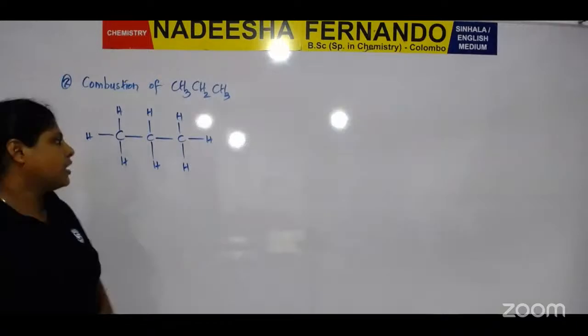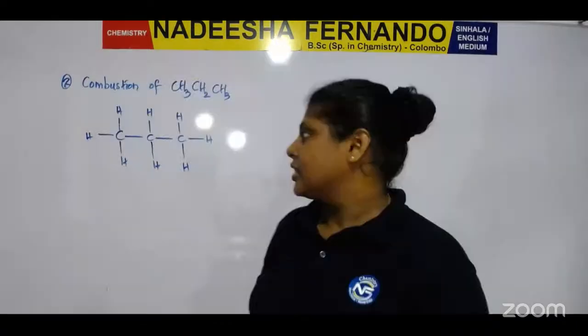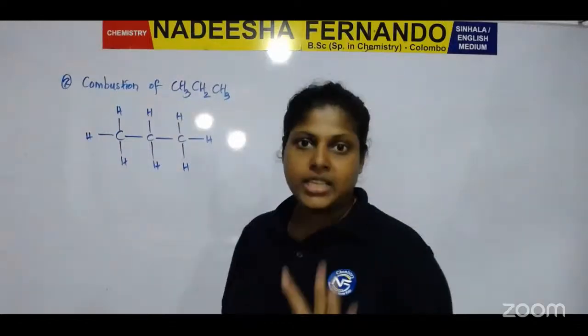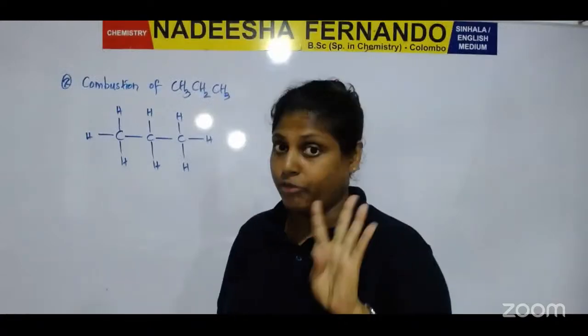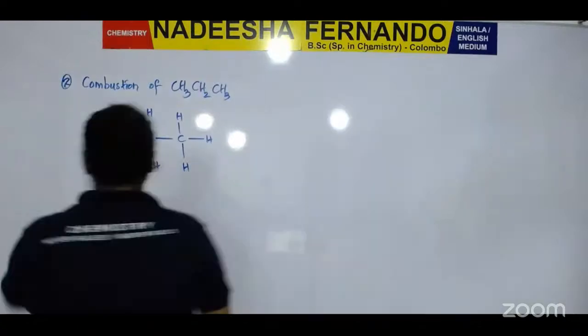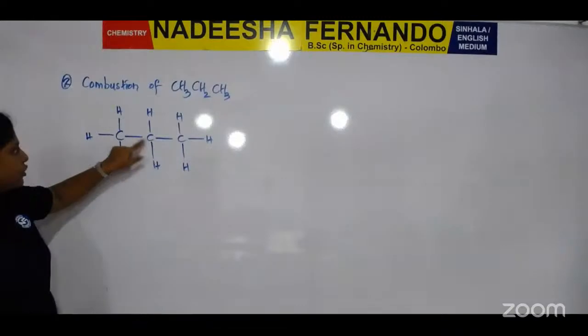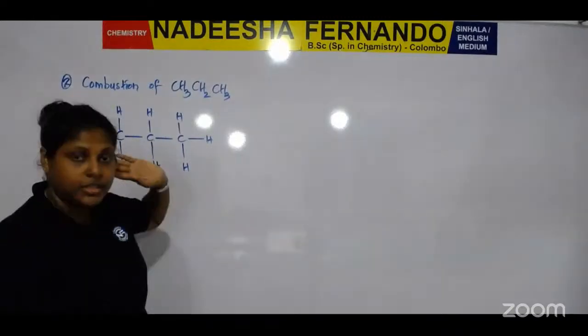Why do we have to put the hydrogen atoms like this? Because carbon is a group 14 element. The valence is 4. Therefore, around the carbon there should be 4 bonds. Right? Each carbon should be connected with 4 bonds: 1, 2, 3, 4. The valence of carbon is 4.